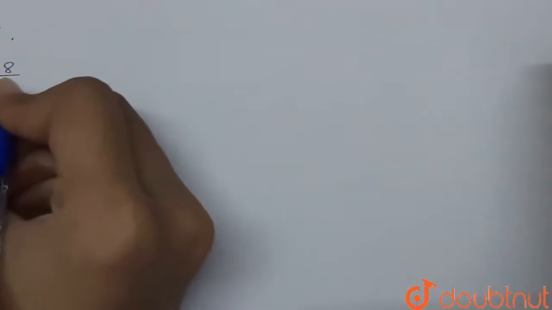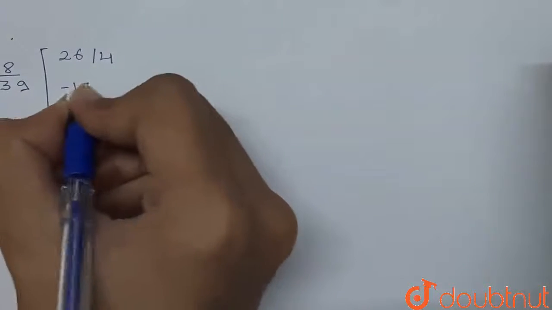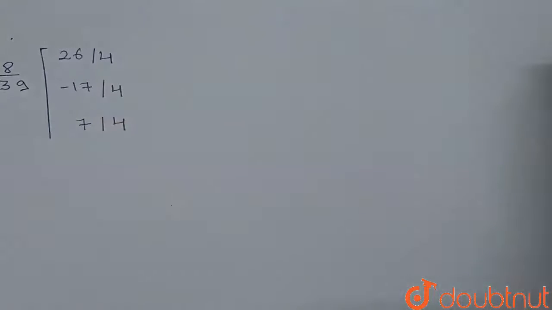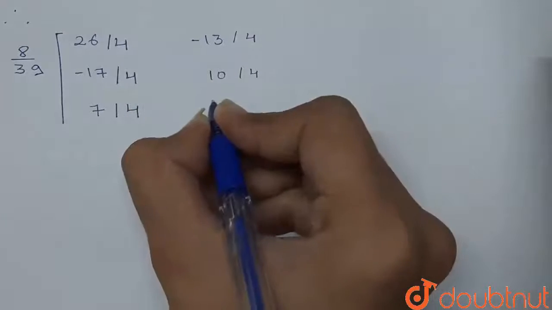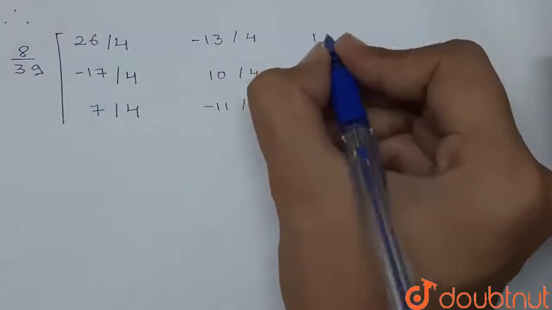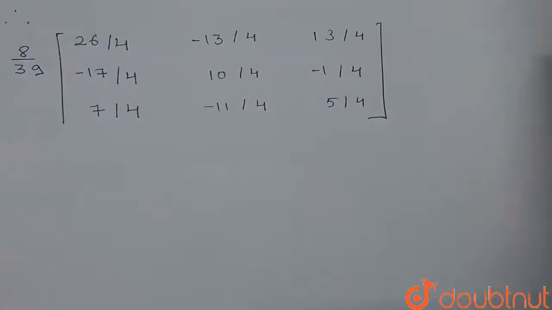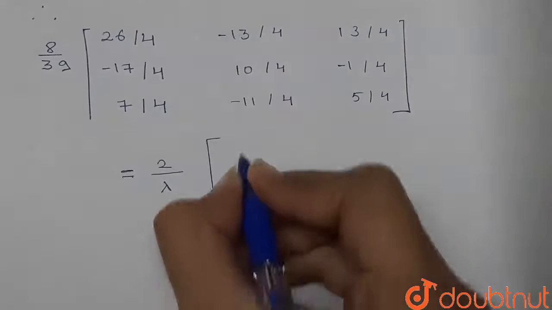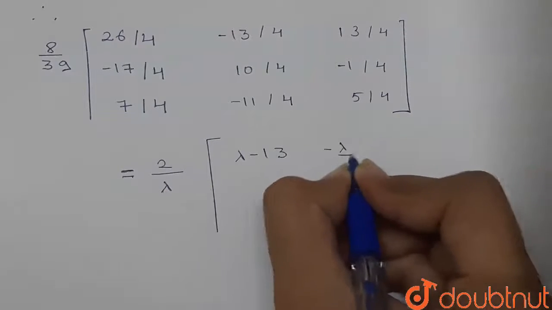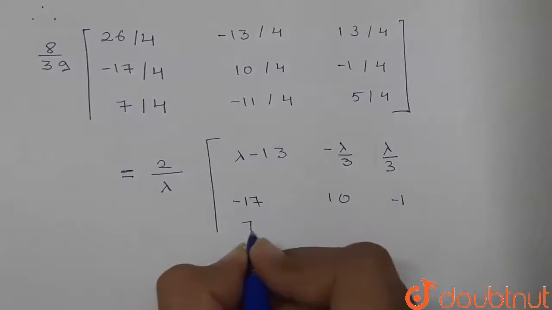Therefore we are going to equate this 8 upon 39 and this matrix, that is 26 by 4, minus 17 by 4 and 7 by 4, and here minus 13 by 4, then 10 by 4, then minus 11 by 4, and here 13 by 4, minus 1 by 4 and 5 by 4. We are going to equate this with the given thing, that is 2 by lambda and the given matrix: lambda minus 13, minus lambda by 3, lambda by 3 minus 17, 10 minus 1, 7 minus 11 and 5.